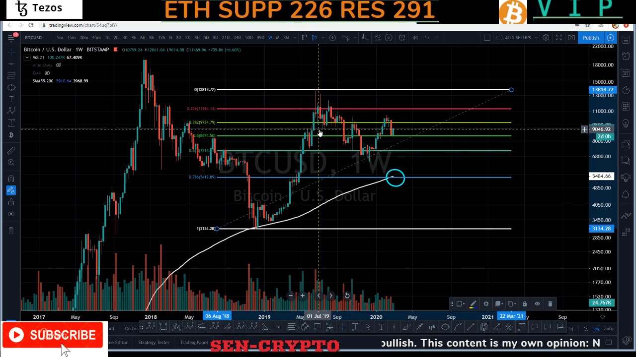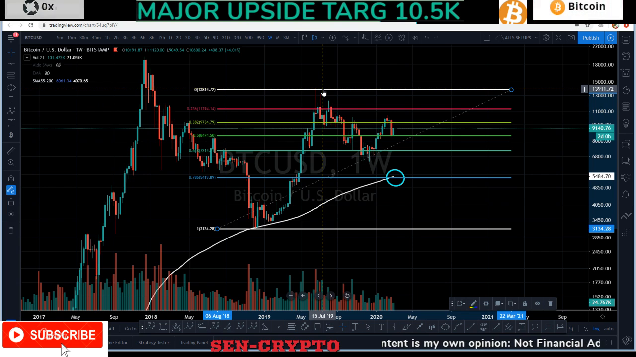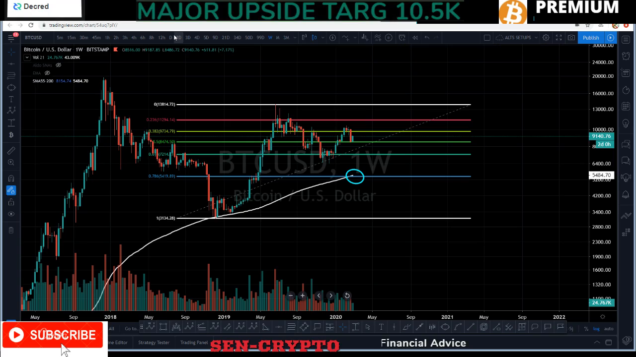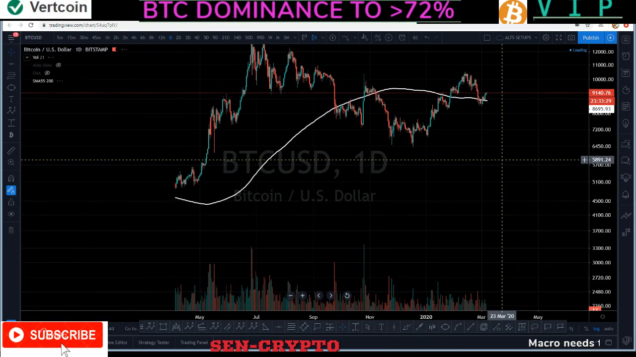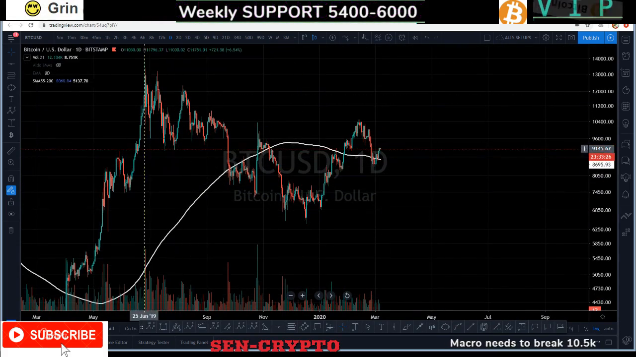So we're going to talk about Ether. Ether, it all depends on how BTC is going to be performing. But for Ether, if we break 289, I've said it multiple times, I'm going to show you, if we break 289, we are going to be very, very bullish for Ether.